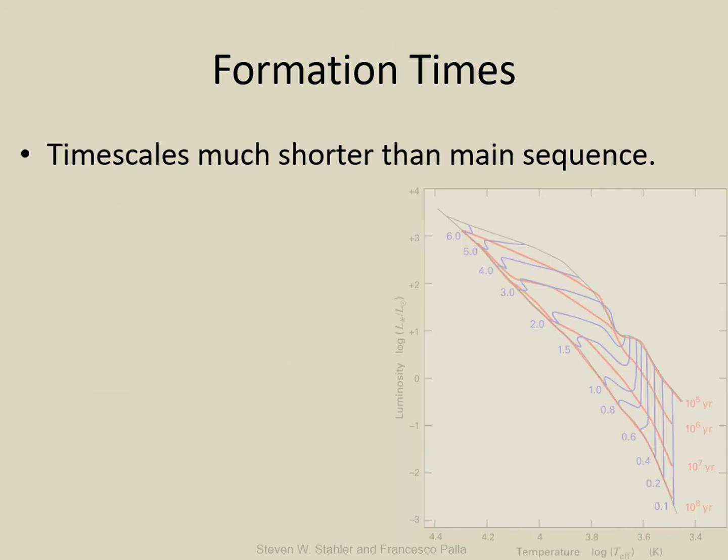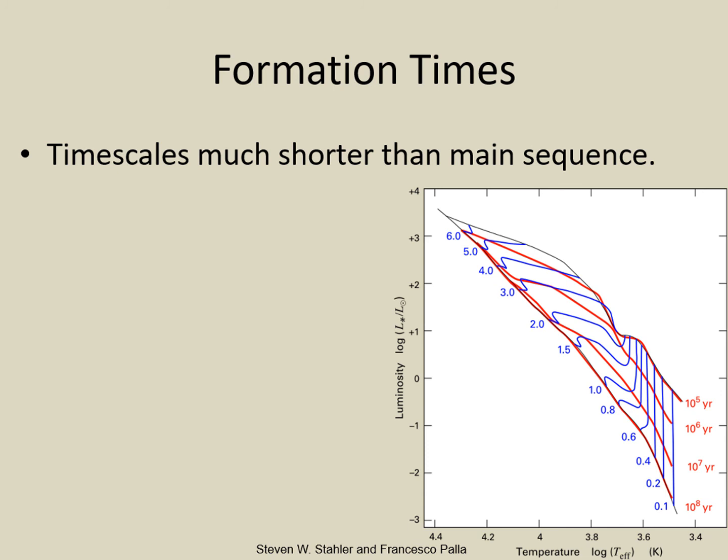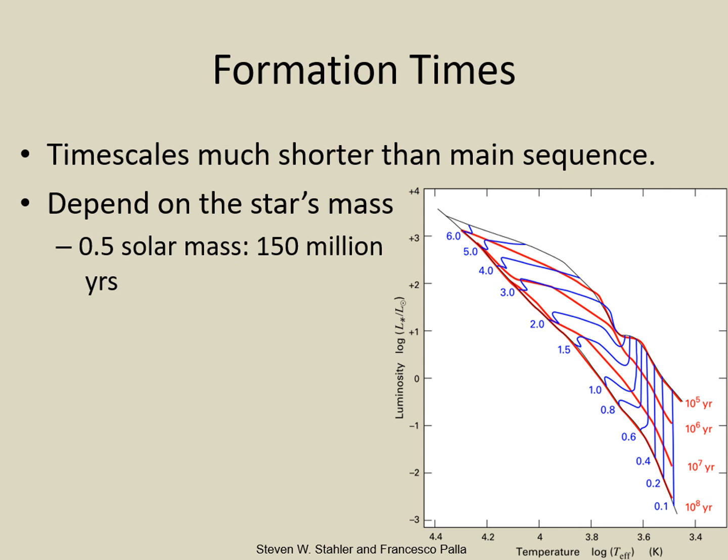The time it takes a star to go from a collapsing cloud of gas through the protostar phase to the main sequence is much shorter than the main sequence lifetime, though it's still quite long by human timescales. As with main sequence lifetimes, the formation time depends on the mass, with higher mass stars forming much faster than low mass stars. So for a half-solar mass star, the formation time is around 150 million years, while a star the mass of the Sun forms in just 30 million years.